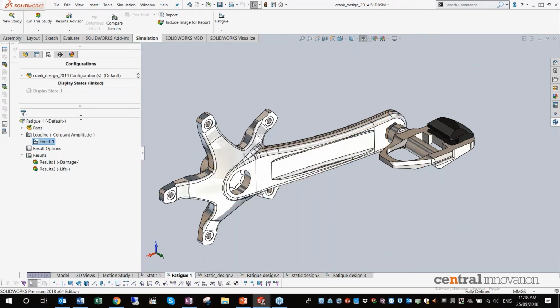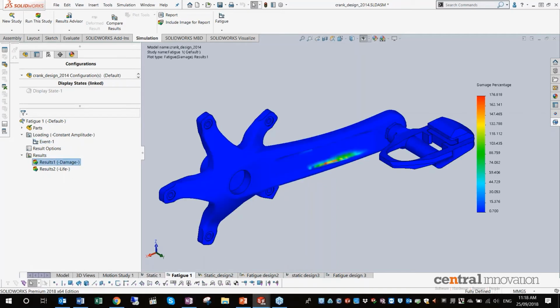But when you run the fatigue analysis, there are certain results that you can get. The two most important ones are damage and life. Let's analyze these two results. When I have a look at the damage, I can see the maximum damage happens about here, and it's 176.8%. So what does this mean? It means that the damage was done 176%. It's 76% more than 100%. So obviously, this part is going to fail.